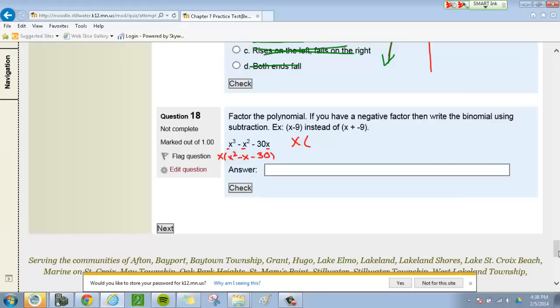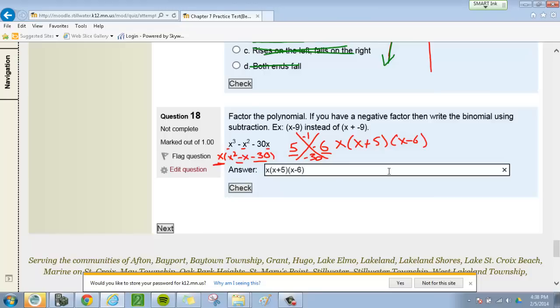So now what I need to do is, actually let's erase this. I need to figure out what times what is negative 30, and added together would be negative 1. Well, this turns out to be 6 and 5. And if this 6 is negative, we got it. So don't forget about this x initially. As factors, we have our x, and we have x plus 5, that's from this, and we have x minus 6, that's from this. Okay, so let's put that in there. So we have x times x plus 5, and x minus 6.